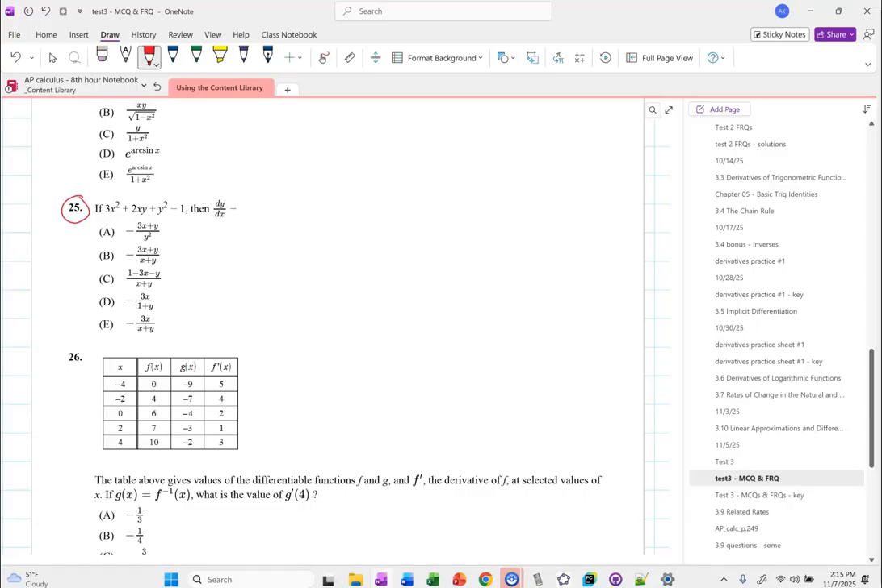I'm going to start writing because I don't know the answer to this square away, at least just by looking at it.